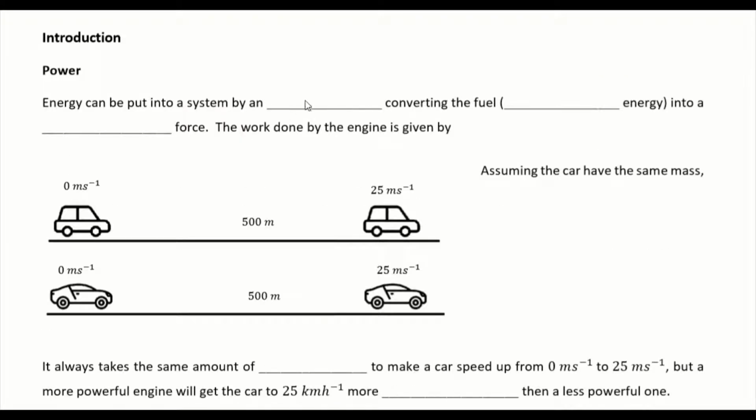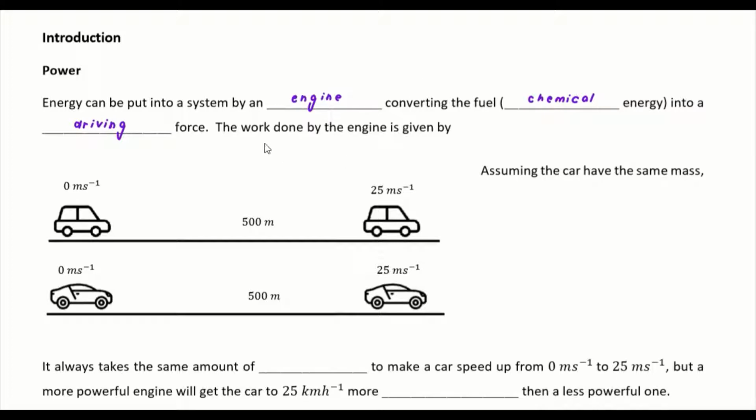So energy can be put into a system by an engine. What the engine does is convert the fuel, which is in the form of chemical energy, into a driving force. This is how our vehicle moves, right? For example, when you drive a car, there must be petrol in the car. Then the engine helps to convert the petrol, from chemical energy into so-called kinetic energy, so that the car can move.